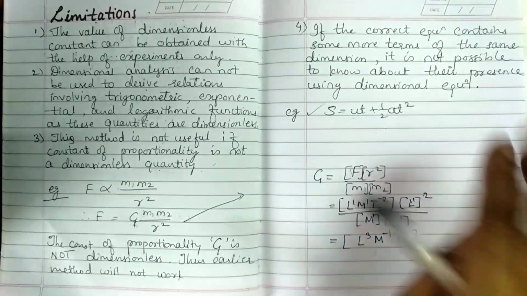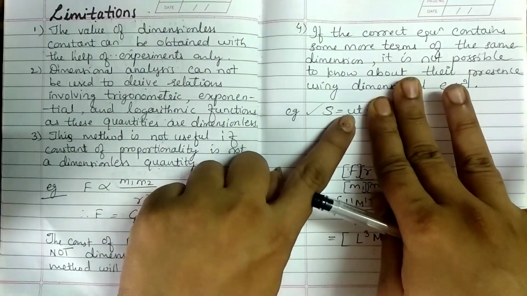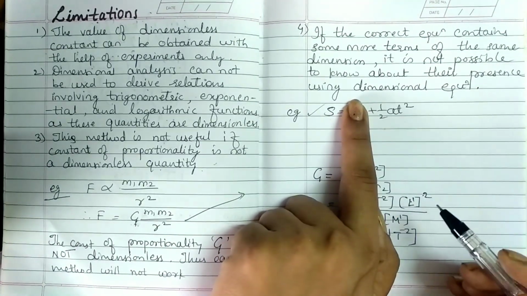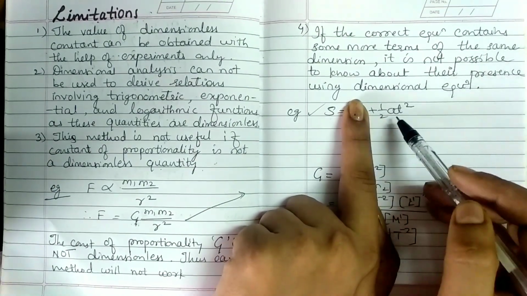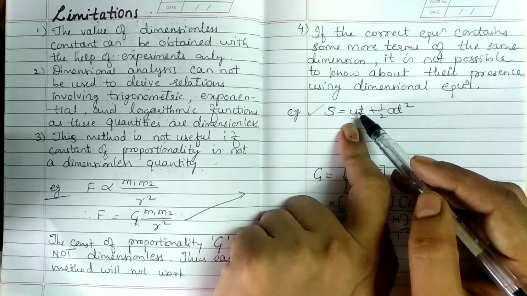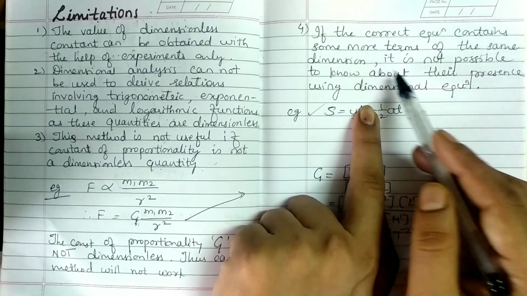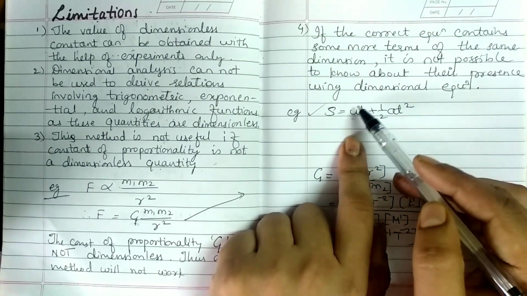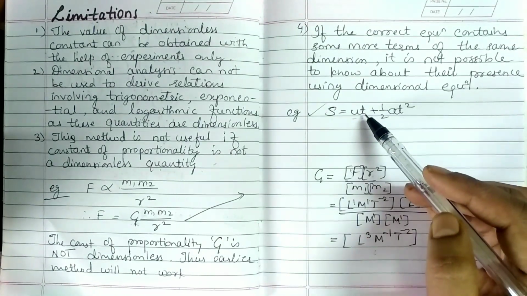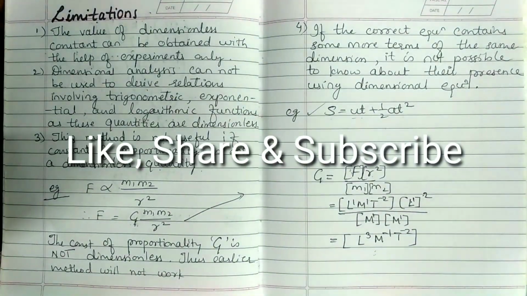But what happens if I remove this term? If I give only S equals ut, or remove the other term and give S equals half at square, you will still get the same dimensions, but you will not come to know there is another term by using dimensional analysis. So it is not possible to know about the presence of terms if they are missing somewhere. So these are some limitations of dimensional analysis.